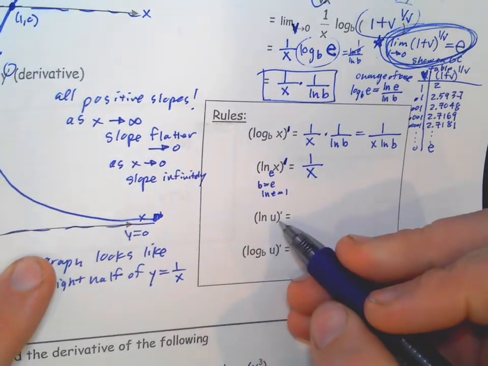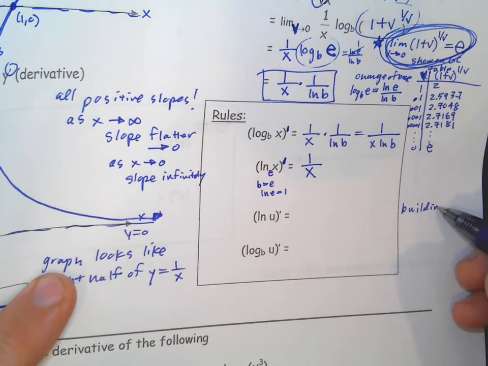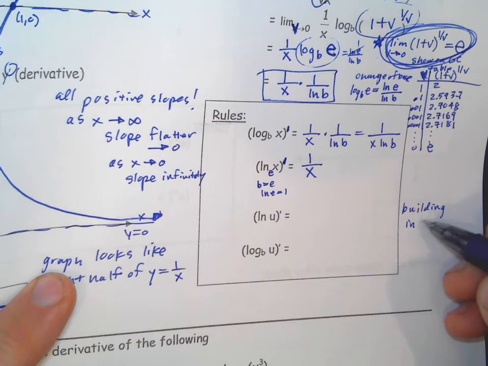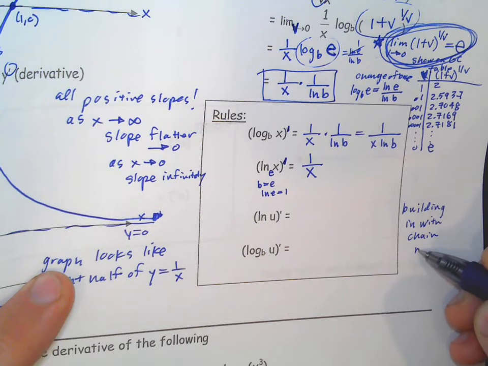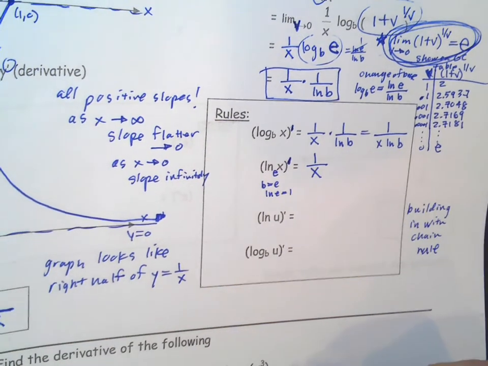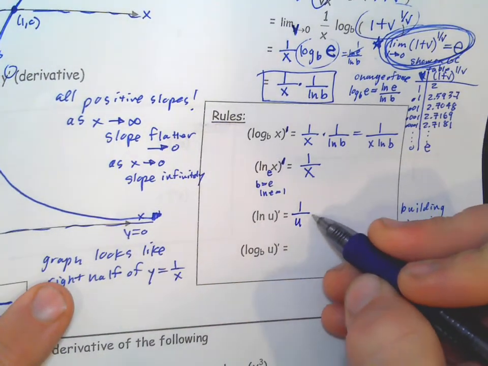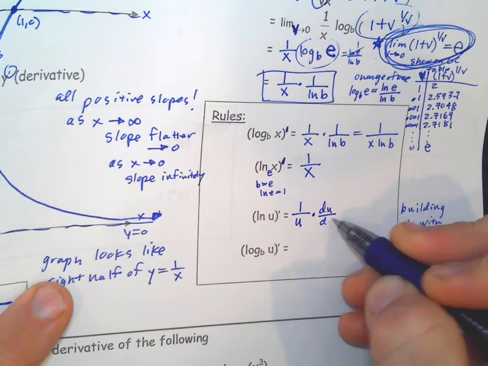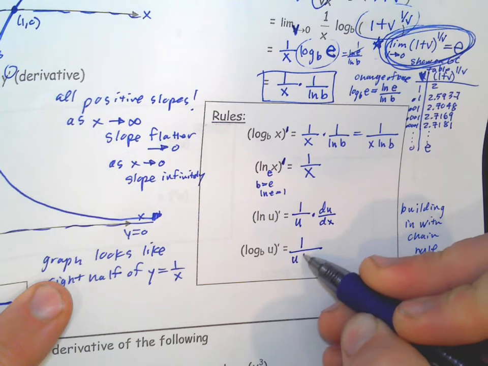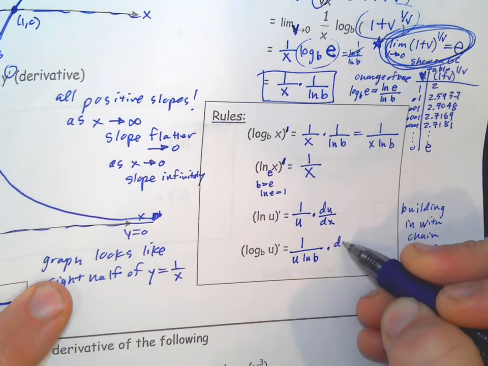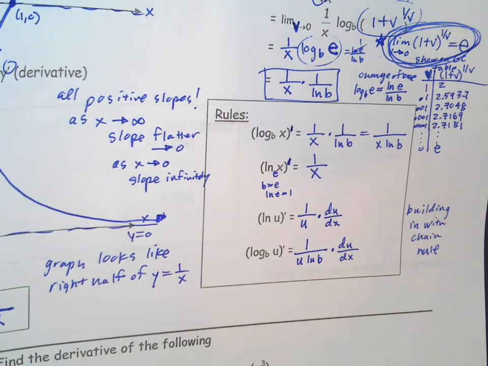So in general, if we want to build it in with the chain rule, meaning we expect the inside of the log or natural log to be more complicated than just an x, it's going to be 1 over what's inside, followed up with the derivative of what's inside, right? Chain rule. The natural log of the base, times the derivative of what's inside. Okay, so just kind of illustrating that.